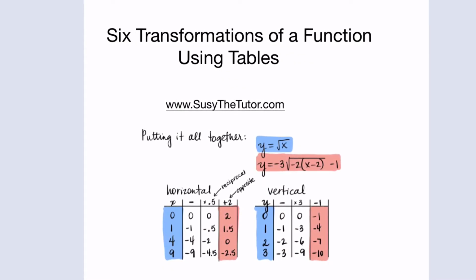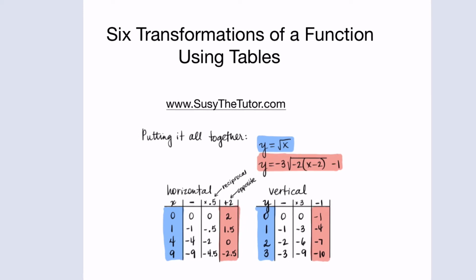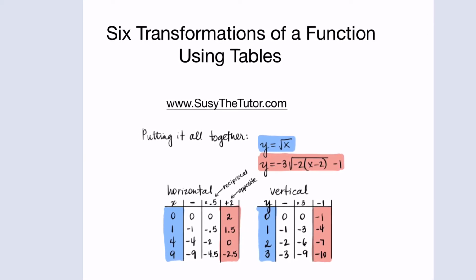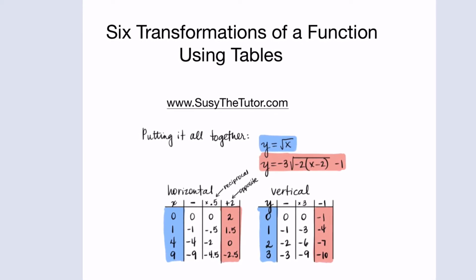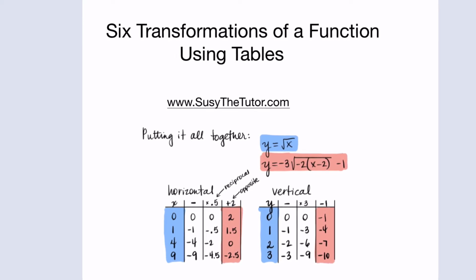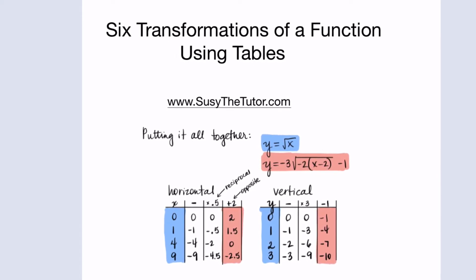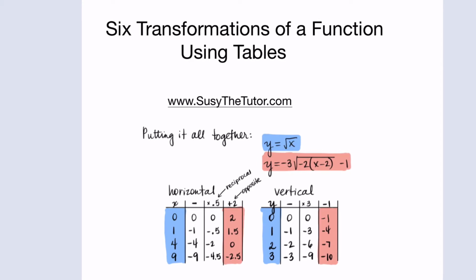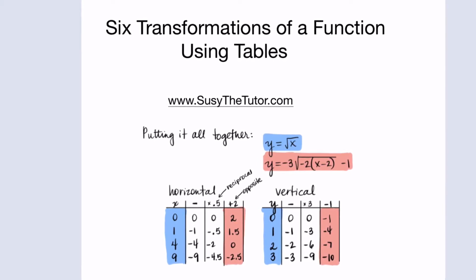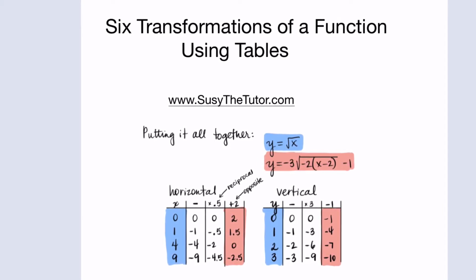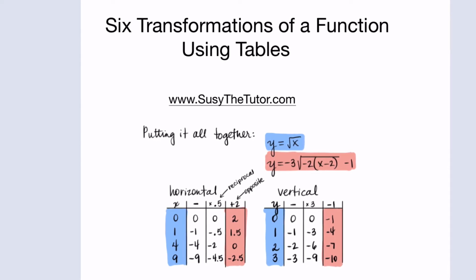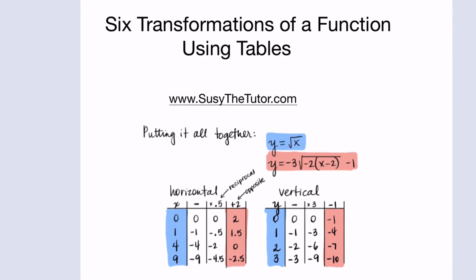Today we're going to learn about 6 transformations of a function using tables. Sometimes we have a parent function and a whole bunch of transformations to do to that parent function. We're going to do the worst case scenario and do all 6 today. But I want to show you how if you put it in a table like this, it'll make it a whole lot easier.